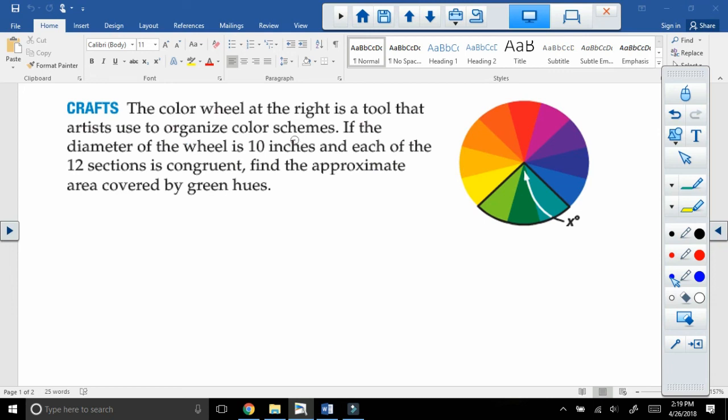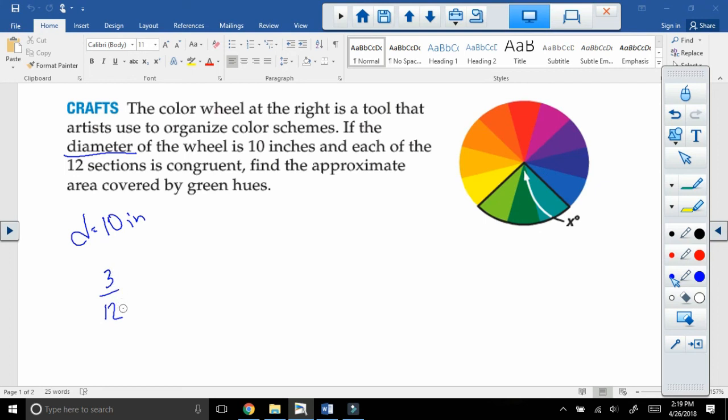I know on your paper it's just black and white. Just look at the colors here. It says if the diameter, pay attention to the fact that that's the diameter of the wheel, is 10 inches, and each of the 12 sections is congruent, find the approximate area covered by green hues. So when I'm looking at this, this would be 3/12 of the whole circle. Even though you don't necessarily know what that angle is, we don't need to know that angle. We could just know that that's 3/12 of the whole circle.